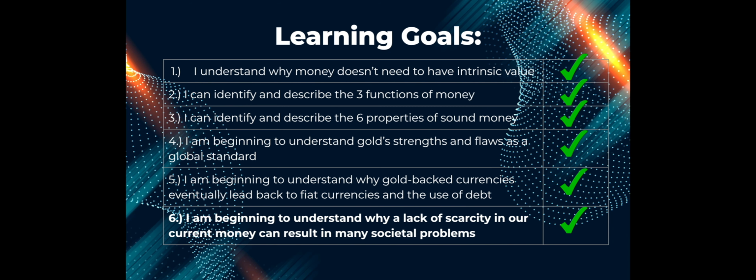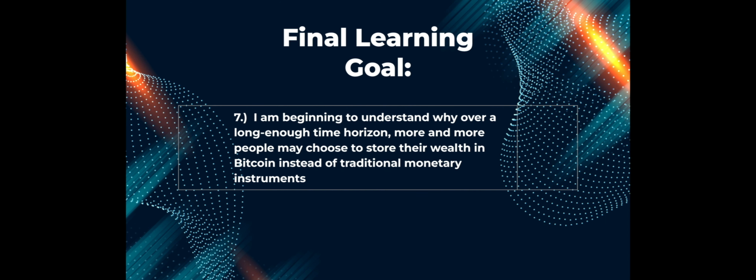Reminder: the world naturally converged on the best form of money, which was gold. It is reasonable to assume that over a long enough time horizon, this natural convergence will happen once again, but for Bitcoin. We now move on to our final learning goal: why people will choose to invest in Bitcoin as time goes on.